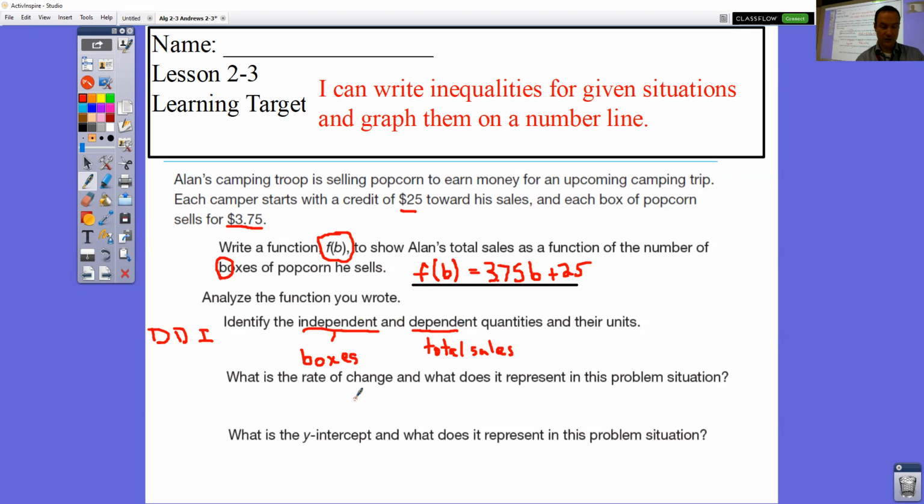What is the rate of change, and what does that represent in this problem situation? Your rate of change is the number that is in front of, normally it's your x, this time it happens to be a b. So your rate of change is the 3.75. That represents the price of a box of popcorn. What is the y-intercept, and what does that represent in the problem situation? The y-intercept is always your plus or minus whatever. So that is the 25, and that is the credit that you're starting off with.